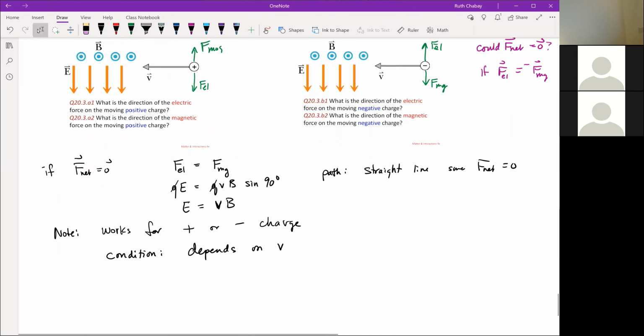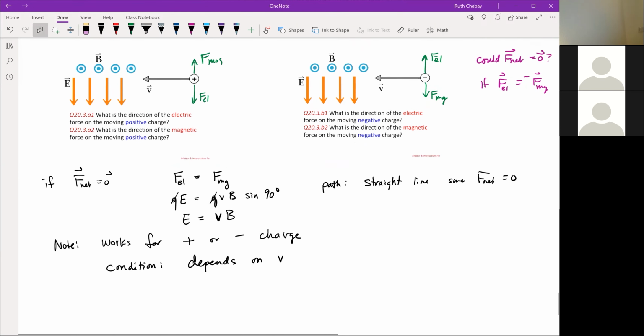So what would happen if a particle came in with a speed? We set up these fields so that E is equal to vB, and a particle comes in with a speed that's different from E over B. Well, it would bend one way or the other. If v is equal to E over B, the particle would go straight through. But if v is not equal to E over B, it would bend one way or the other.